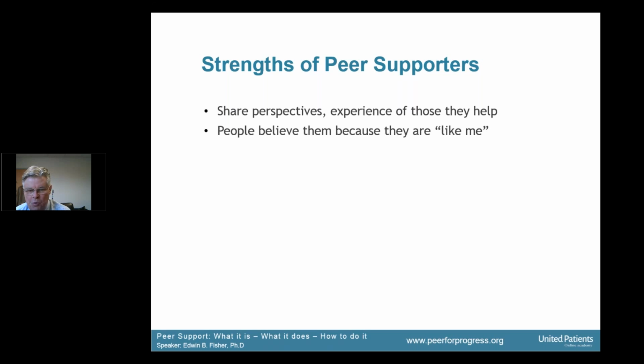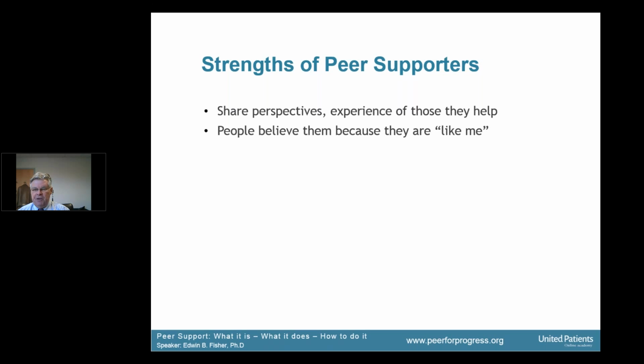One is that peer supporters share the perspectives and experience of those they help. People dealing with a peer supporter can know that this person can understand what it's like for me. Frequently, if you're a physician and you're dealing with a patient, the patient thinks, well, you're a physician, of course it's easy for you to say that, but it's harder for me to do that. And the peer supporter helps me feel that somebody really understands what it's like for me.